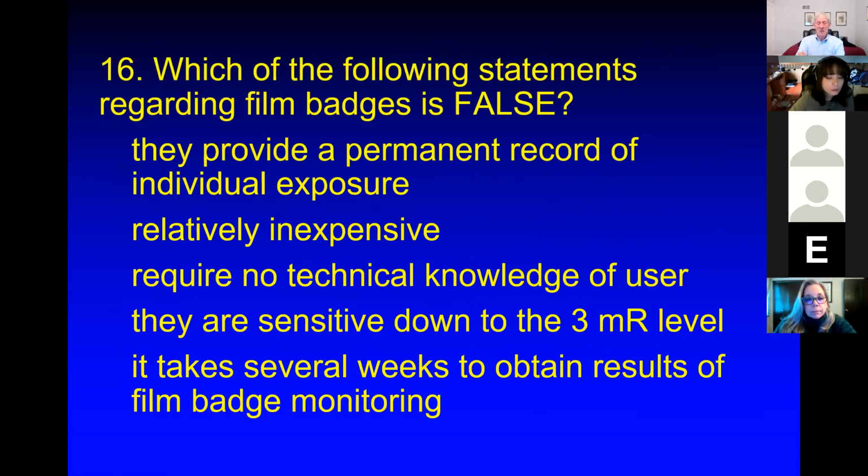16, which of the following is false? Let's go down the list. Film badges provide a permanent record. That's true. Inexpensive. That's true. Require no technical knowledge. That's true. They're sensitive down to around 3 mR per hour. I'll go back to that one. They're not very good down at the 3 mR per hour level. They're not sensitive down there. They're good at 30 or 50 or 100. It takes weeks to obtain the result. That's true. So the false one is the one about being sensitive to 3 mR.